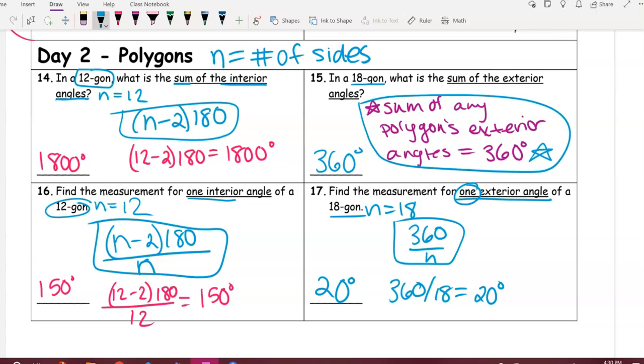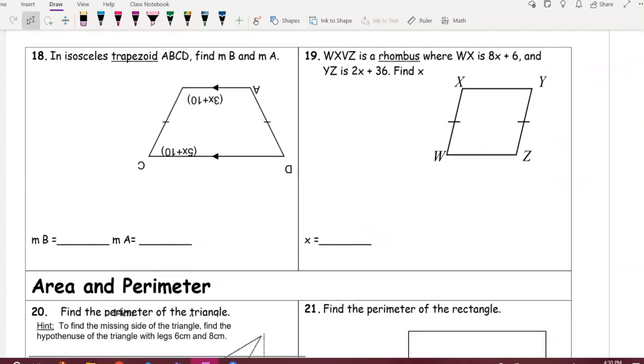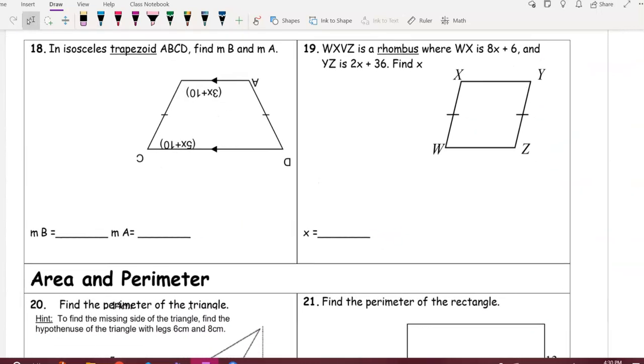Okay. All right, moving along, number 18. In an isosceles trapezoid, find the measure of angle B. Oh, is mine upside down? Well, that's really confusing. Okay, we'll just pretend it's right side up. Sorry, guys.